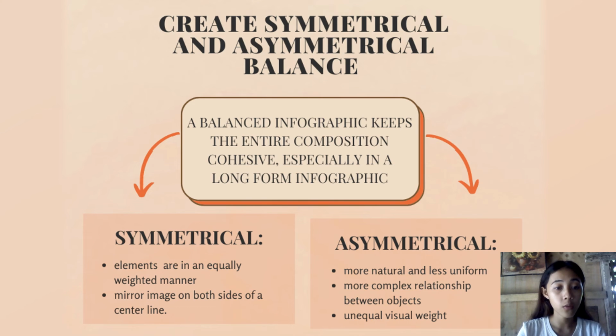So, presenting to you are the features of a symmetrical balance design. The elements are equally weighted, a mirror image on both sides of a center line, while the asymmetrical is more natural and less uniform. It is more complex between objects and has equal visual weights.